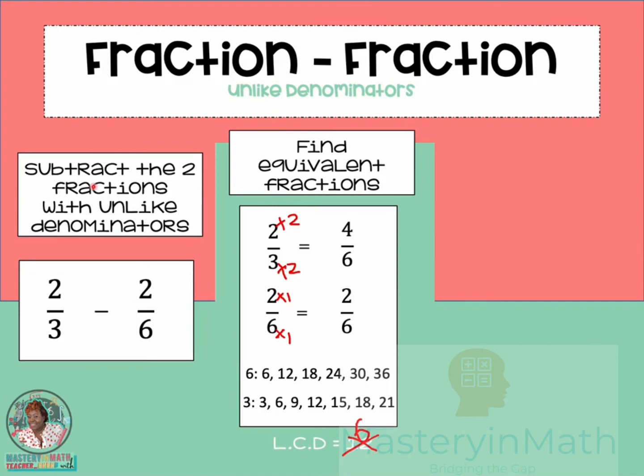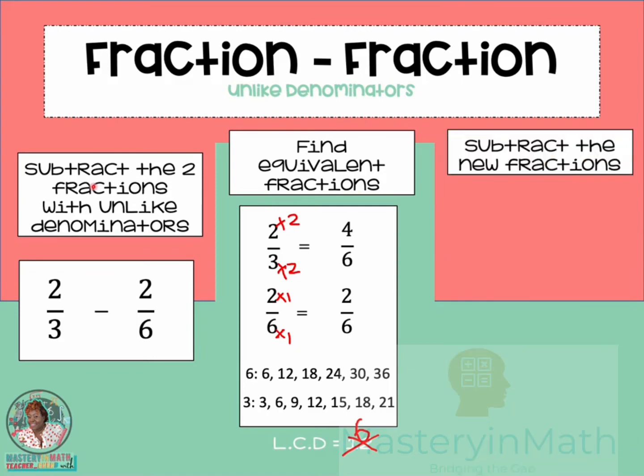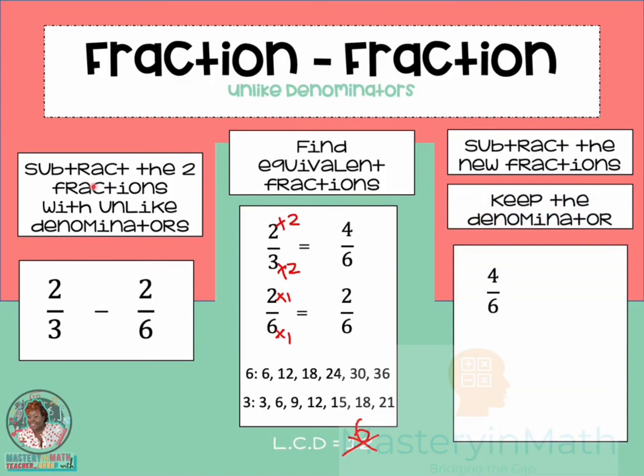Now that we are done finding equivalent fractions, we know that we can subtract the new fractions and keep the denominators. So 4/6 minus 2/6, or you're taking 2/6 from 4/6, you're left with 2/6 because 4 minus 2 is equal to 2. And you can rewrite this as 1/3.